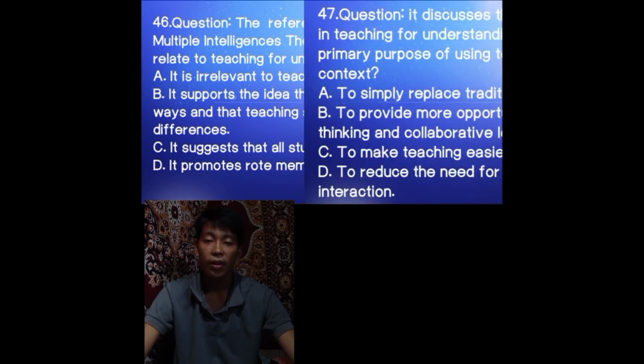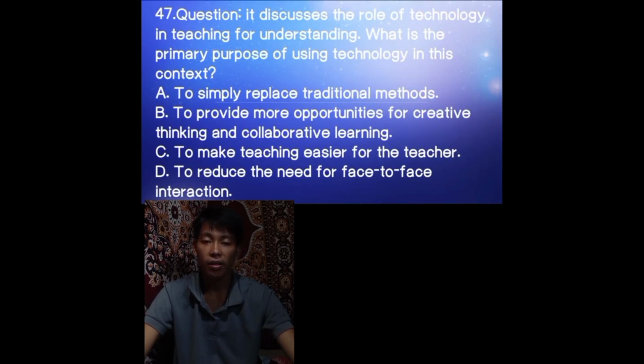Number 47 question. It discusses the role of technology in teaching for understanding. What is the primary purpose of using technology in this context? A. To simplify, replace traditional methods. Letter B. To provide more opportunities for creative thinking and collaborative learning. Letter C. To make teaching easier for the teacher. Letter D. To reduce the needs for the face-to-face interaction.